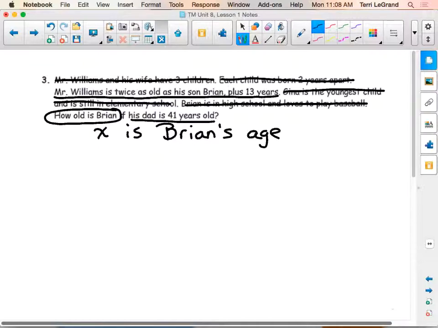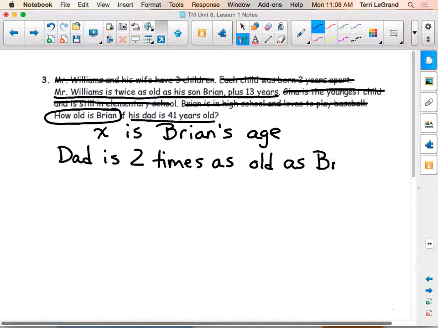Okay, so now we're gonna take what we have underlined and see if we can write a word sentence. We're gonna call Mr. Williams Dad. We're gonna say Dad is twice as old means 2 times, right? Do you agree with me on that? Twice means 2 times. 2 times as old as Brian, plus, oh, I should have been writing smaller so I could have gotten it all on one line. Oh well. Plus 13 years.